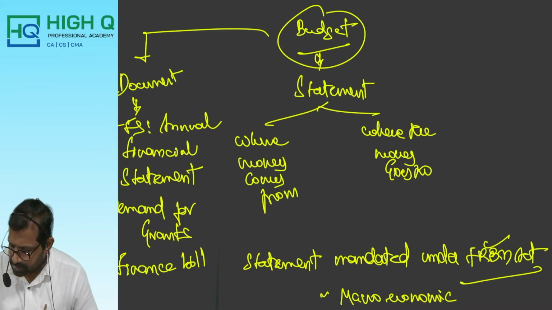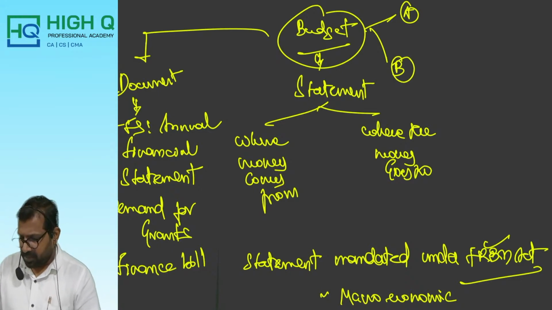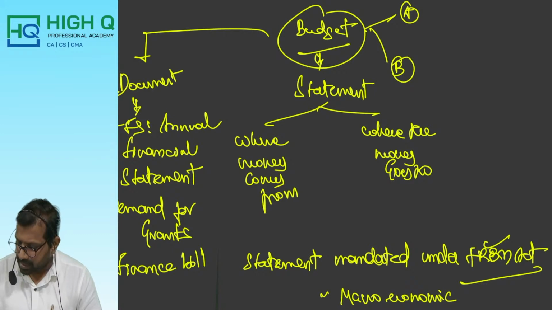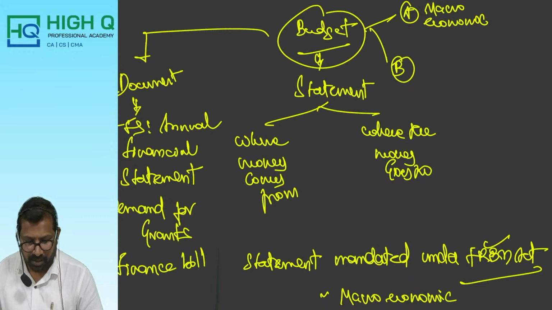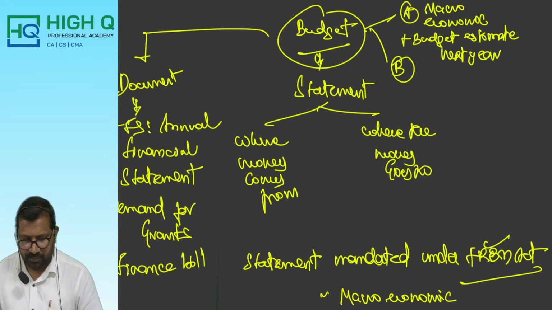In this there are 2 parts: part A speech and part B speech. With the help of this diagram itself, I will explain the concept of budget. Part A deals with the macroeconomic situation of a country plus budget estimates for the next financial year.